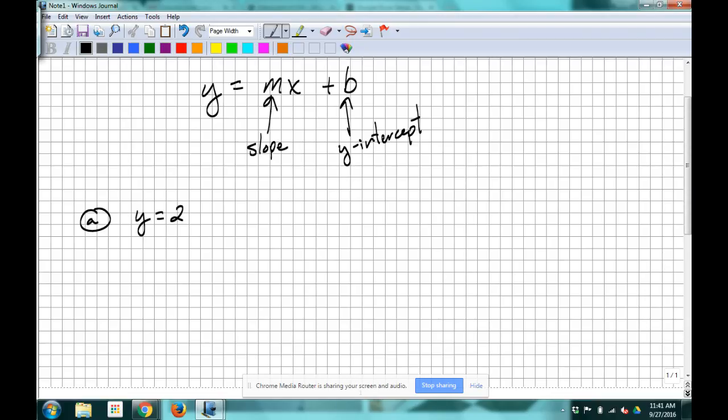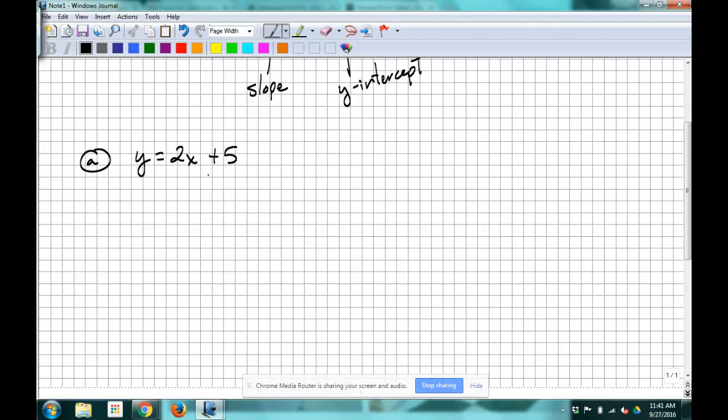y equals 2x plus 5. Okay, so that's in slope-intercept form. What part is the y-intercept? The 5. So that means when I go to graph this on a coordinate plane, the first dot I should place would be on the y-axis at what number? 5. The y-intercept. So I go up to 5 and put my first dot. Then my slope is 2.